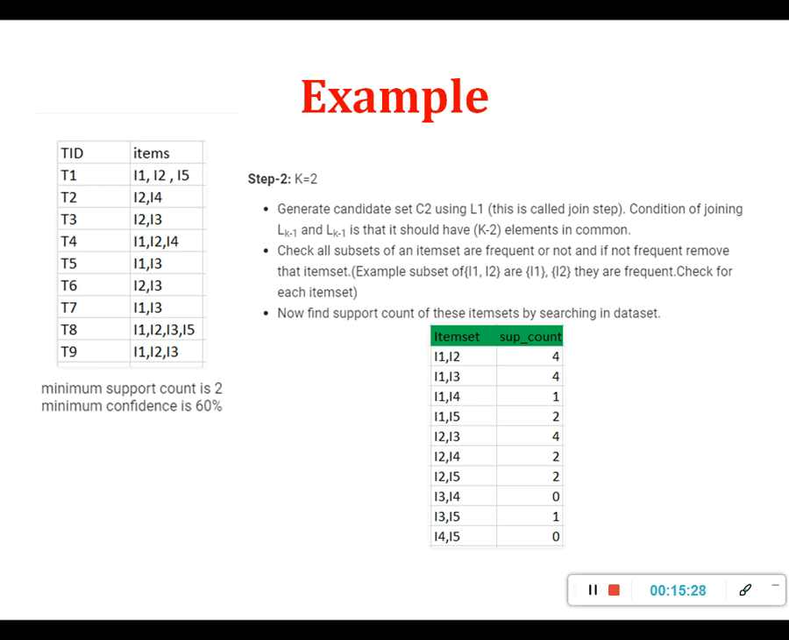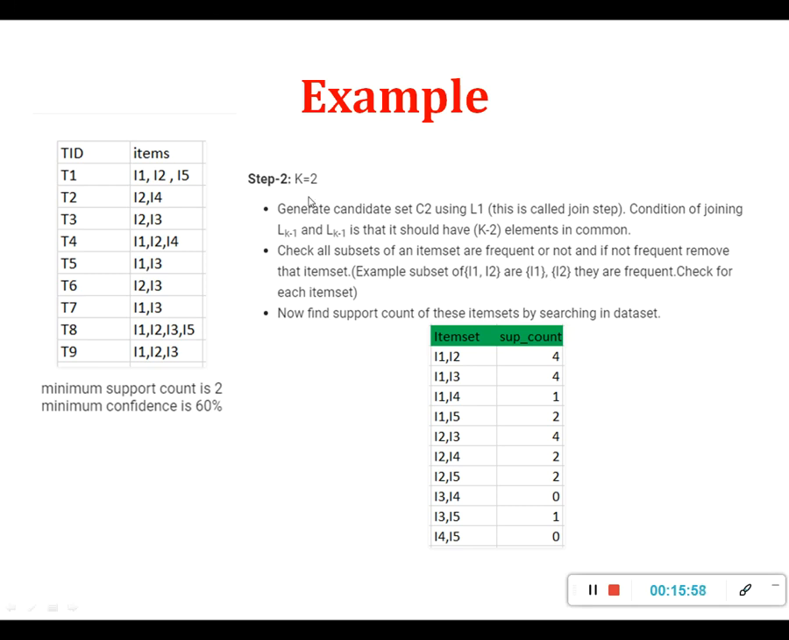Here we are using a join operation to find this. The condition required for joining is that whenever we join L(k-1) to L(k-1), they should have k minus 2 elements in common, and then we can merge them. So what we are going to do here is check all the subsets of the item sets, whether they are frequent or not. How are we going to find the subsets?